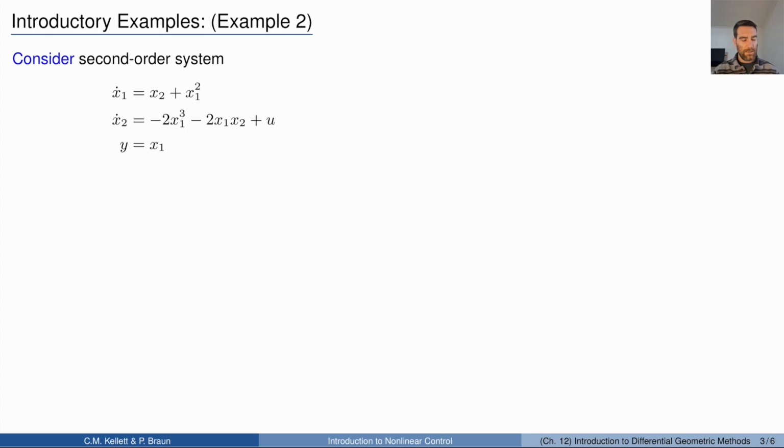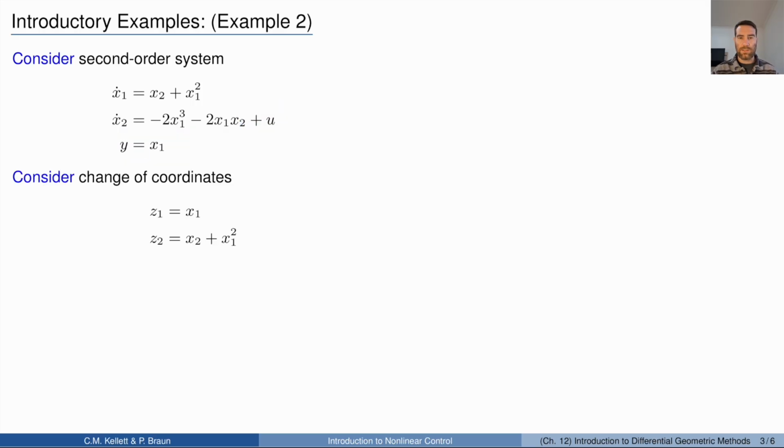So as a second example, let's consider now a two-dimensional system with x1, x2, again a nonlinear system, with output y is equal to x1, and we have the degree of freedom here in terms of u.